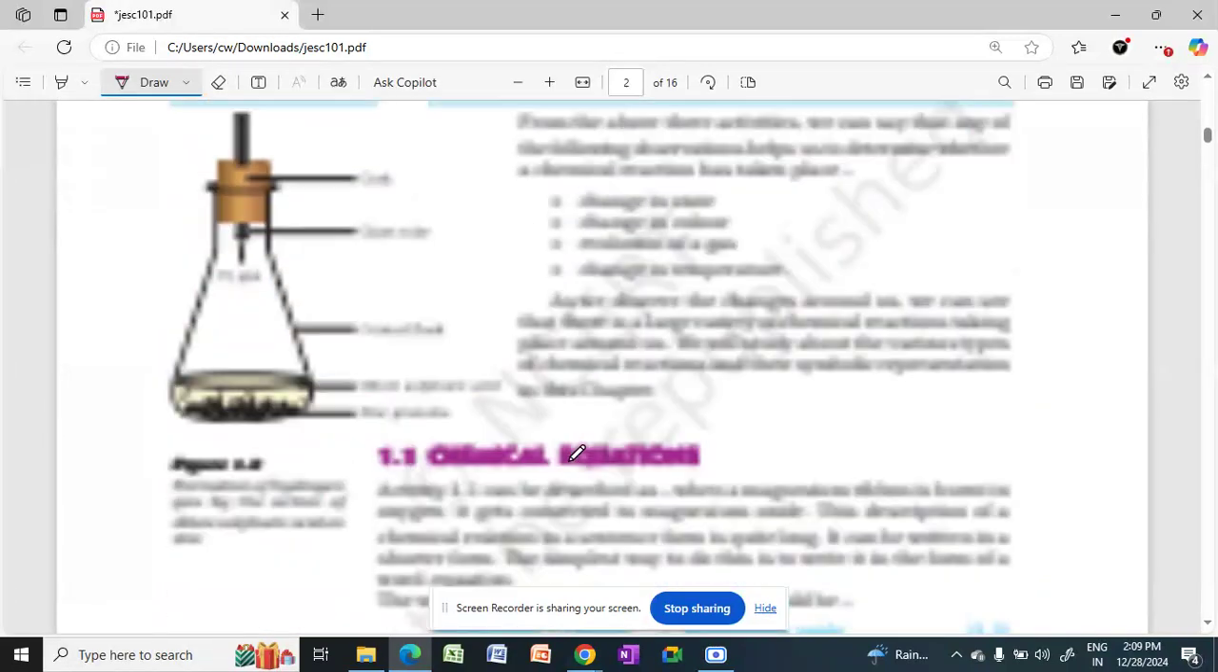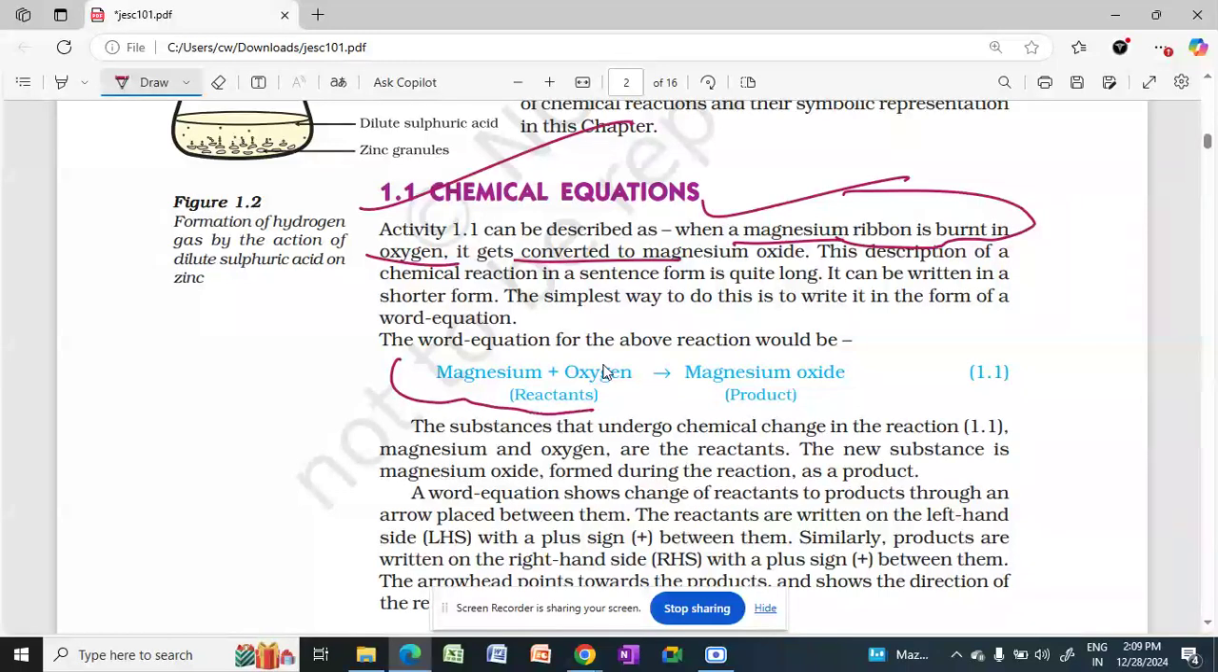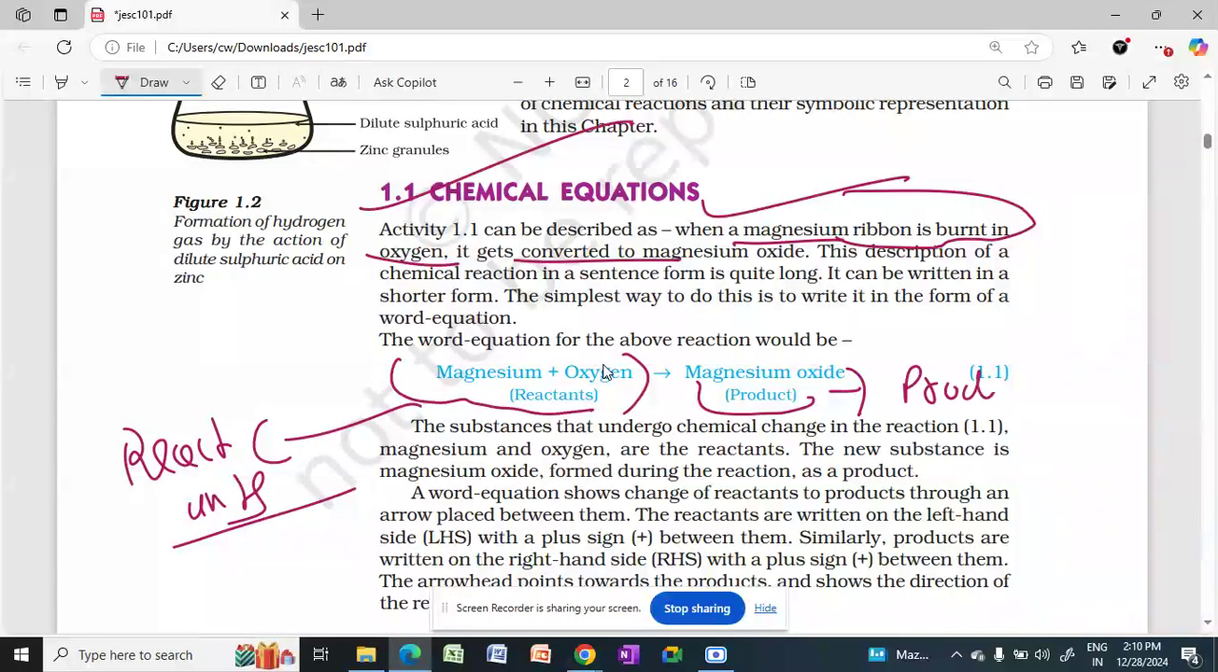Now underline this point, chemical equation. They gave a simple reaction here. For example, when the magnesium ribbon is burnt in oxygen, this is important, underline this, it gets converted to what? Magnesium oxide. In the reaction you can see magnesium plus oxygen are my reactants, and they form magnesium oxide. Magnesium oxide is my product here.